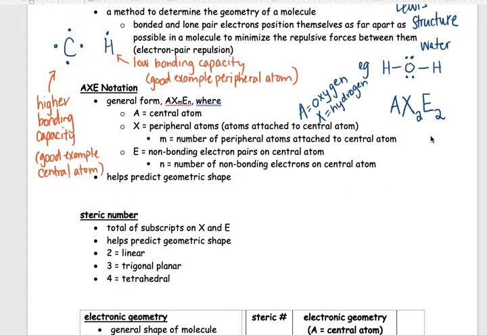So when we do that, let's take a look here. We take these 2 here, and we add them together. So for water, the steric number is 2 plus 2, which is 4. Once you find the steric number, you're going to look at this table down here, and you can predict the shape.